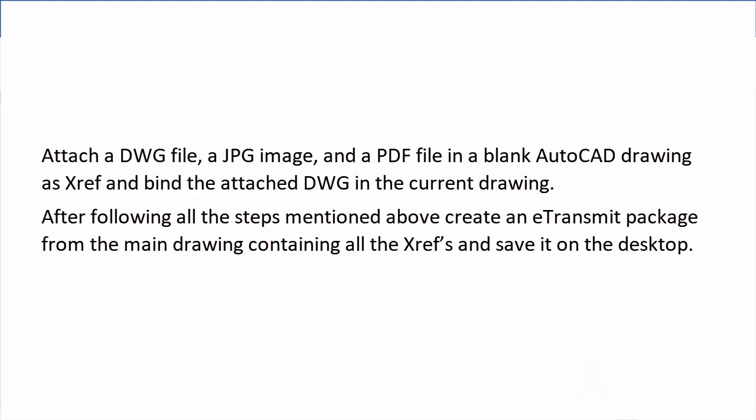So here is our question related to this module. You need to attach a DWG file, a JPG image, and a PDF file in a blank AutoCAD drawing as an XREF. Then bind the attached DWG drawing in the current drawing. After following all of these steps, create an eTransmit package from the main drawing containing all of these external references and save it on the desktop.